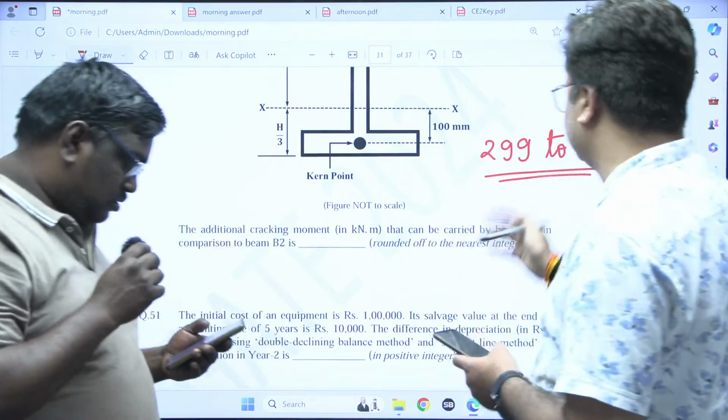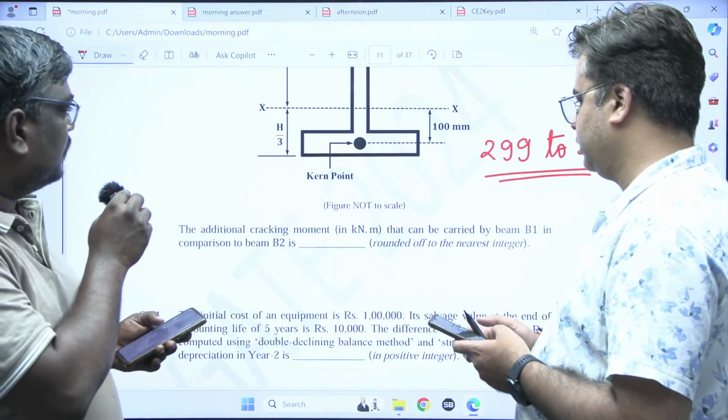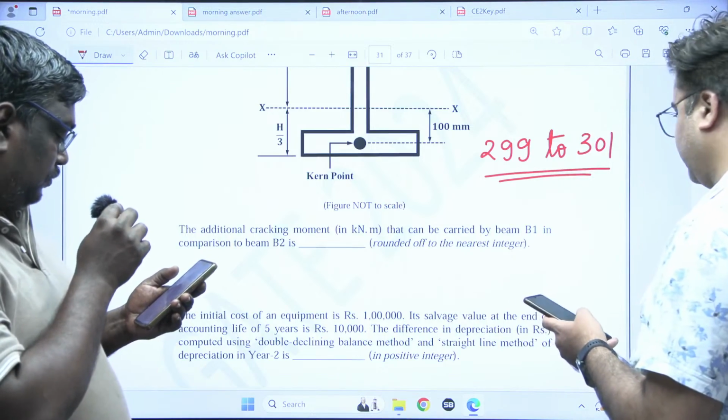This is a spacing question, sir. 299 to 301. They have given the range. Okay, shear center. Okay, cracking moment. Okay. Yeah. Then you have this 51.